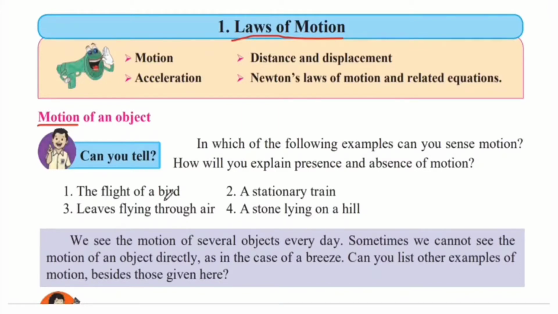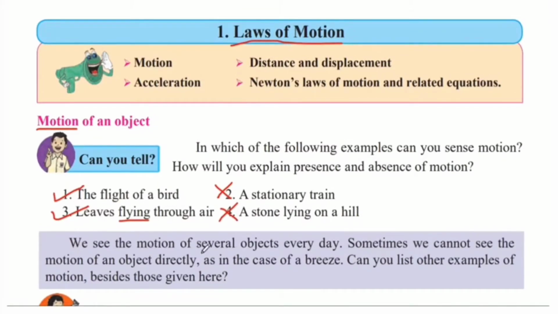The flight of a bird, that is a bird which is flying. So in this, the wings of the bird are in motion. Therefore, this example has motion. A stationary train, which is a train which is at rest. So because it is at rest, it is not moving and therefore it does not have motion. Leaves flying through air. So in this, it is saying that the leaves are flying through the air. That is, they have motion. A stone lying on a hill. So in this, the stone is just lying on the hill and not moving. So this one does not have motion.